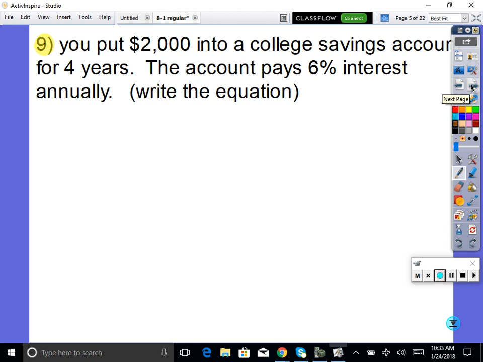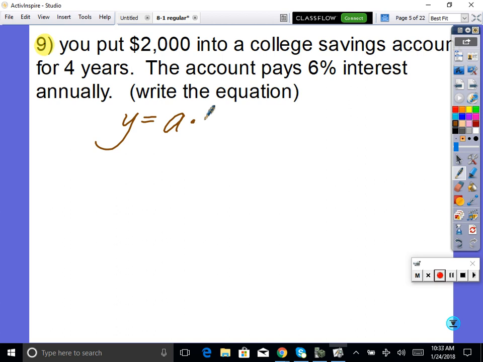Okay, let's start. Number 9, let's just put this into real world problems. This is literally what you will encounter. And when you start buying homes, cars, when you start saving for your kids on college, it says you put $2,000 into a college savings account for 4 years. The account pays 6% interest annually. How much money are we going to have?